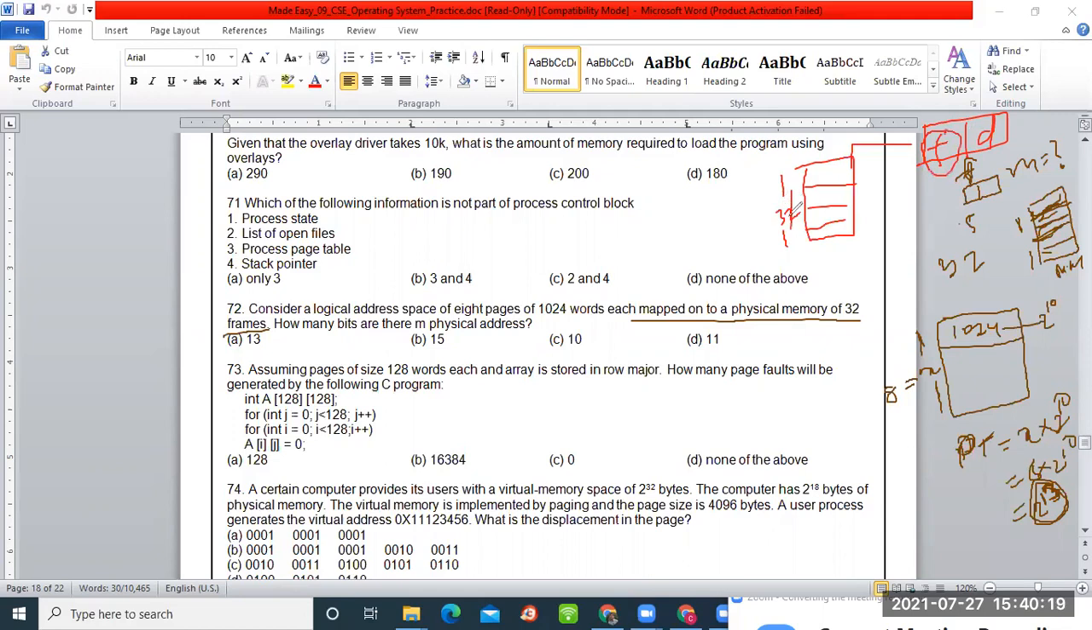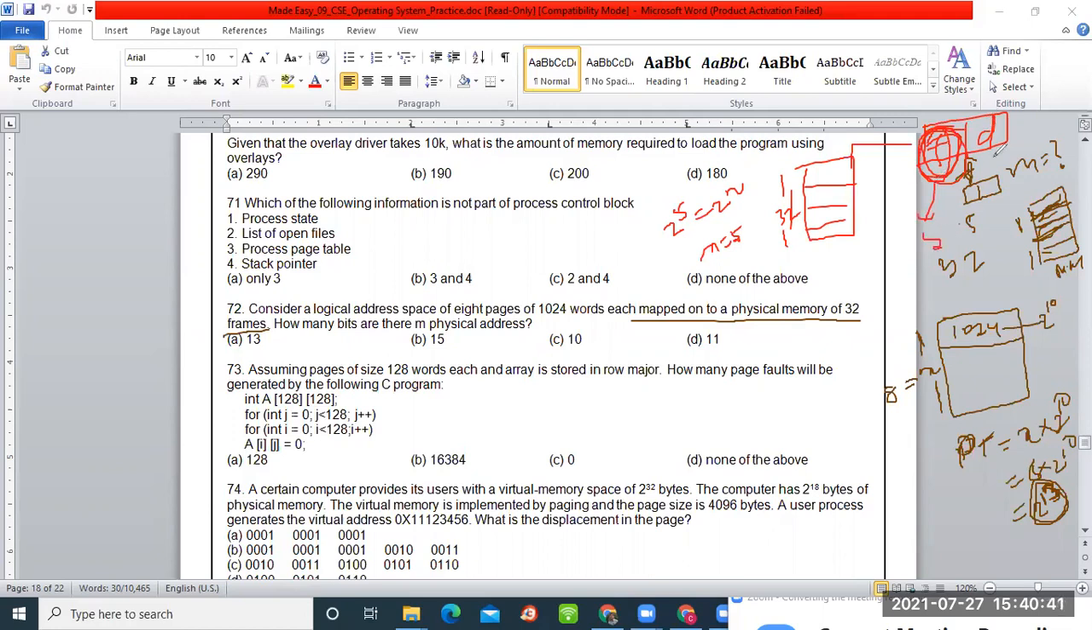If there are 32 locations, what will be the number of bits for f? It will be 2 to the power of 5 equal to 2 to the power of n. Now n is equal to 5. That means for f, how many bits are required? We require 5 bits.